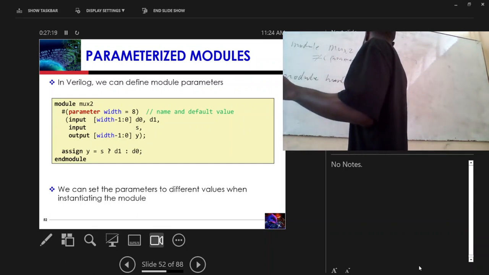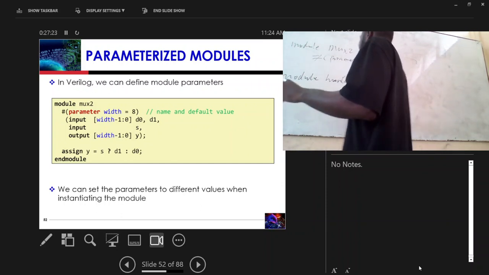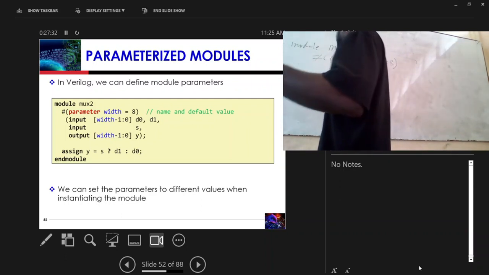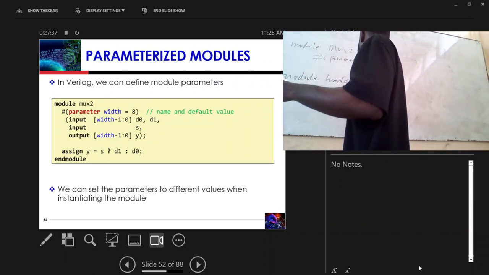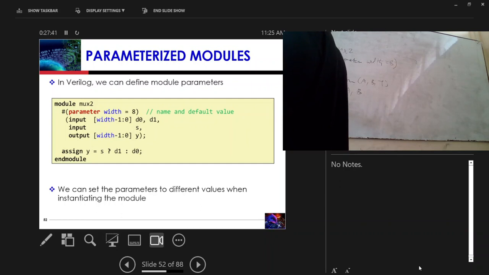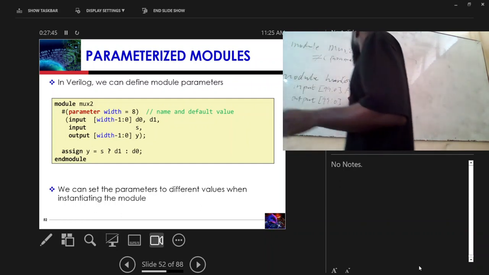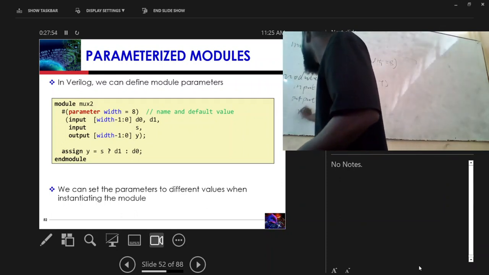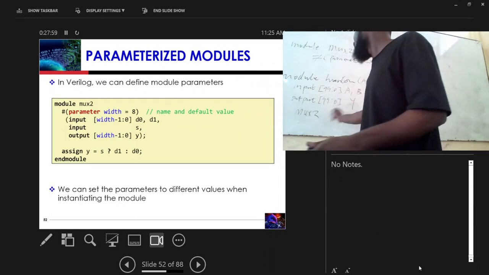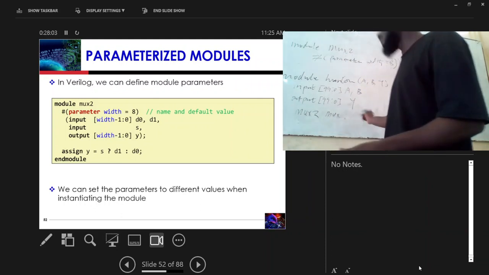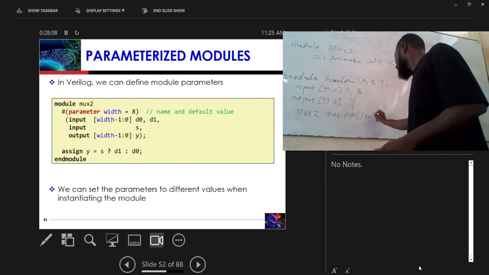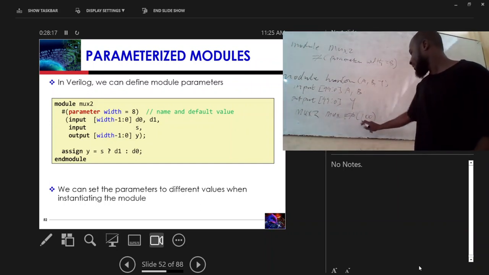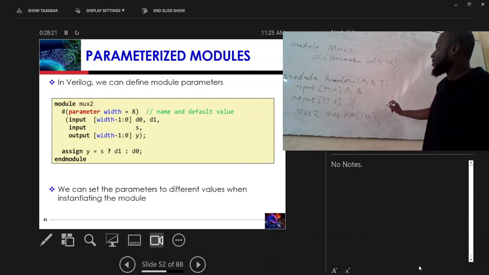Then I give it inputs A, B, and then I give it my output Y, right? Then I say input [99:0] A, B, output Y. Understood? Then from here, I call Mux 2, and I give it any name I want. Then I do hash, and give it 100. I'm giving it 100 here. Then I do the dot, whatever, whatever.